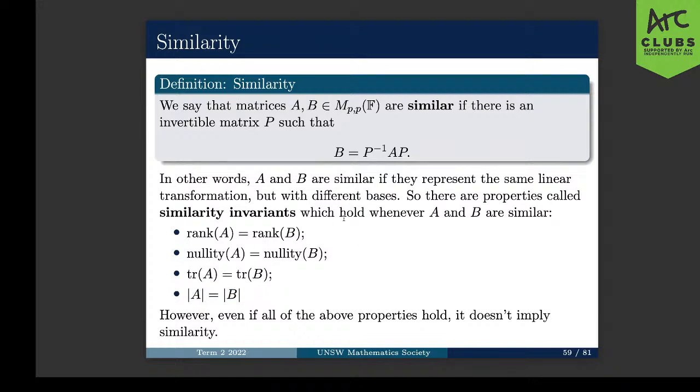So this is like saying if A and B are similar, then all of these equalities hold. The converse doesn't hold because they're not a complete similarity invariant. So even if all of these properties hold, that doesn't imply similarity. We can have non-similar matrices that satisfy all 4 of these conditions. What's useful about this, though, is that it makes it really easy to check whether A and B are not similar.